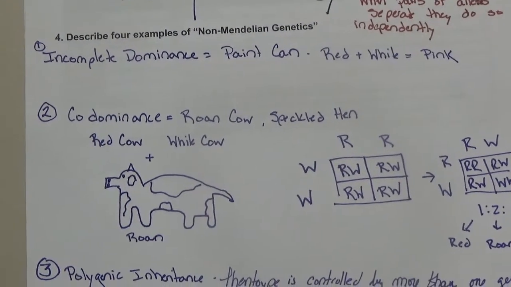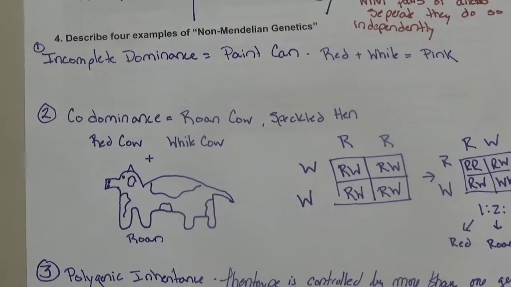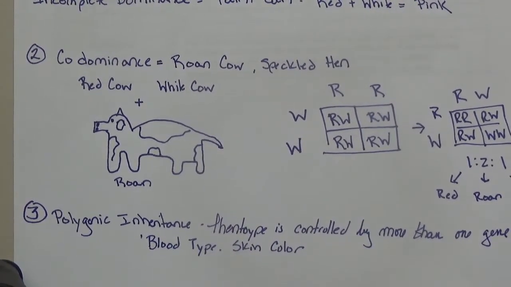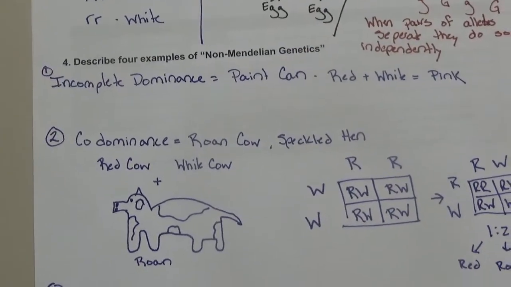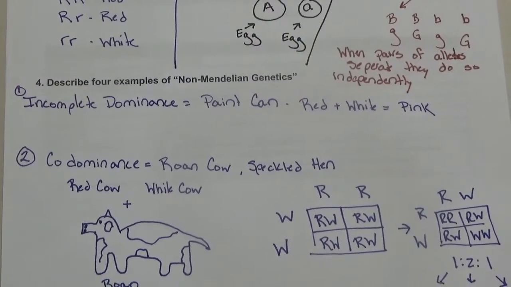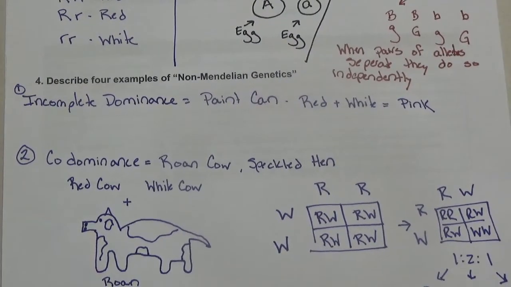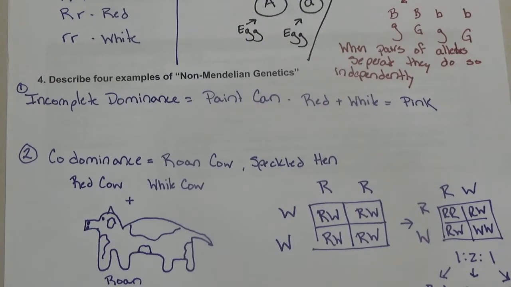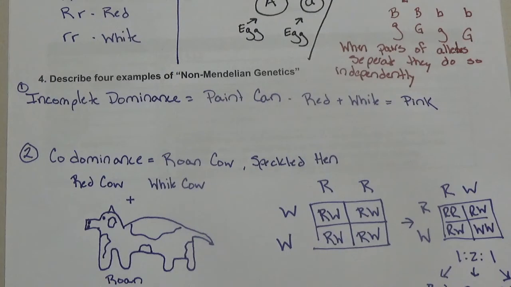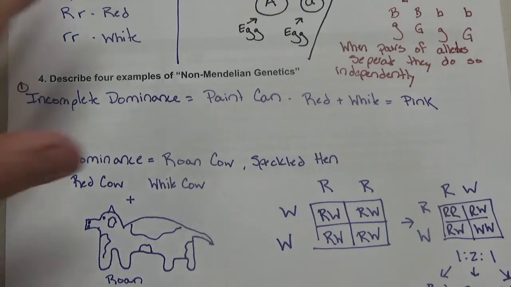Number 4 asks us to describe 4 examples of non-Mendelian genetics. So those are things that are a little bit different than our usual dominance and recessive things that we learned about so far. One of the examples is incomplete dominance, and that's what we call during the semester the paint can effect, where a red flower and a white flower would mix together, and instead of one of those colors being dominant over the other, you would get what's called an intermediate phenotype. And an intermediate phenotype means you get like a whole different color altogether.